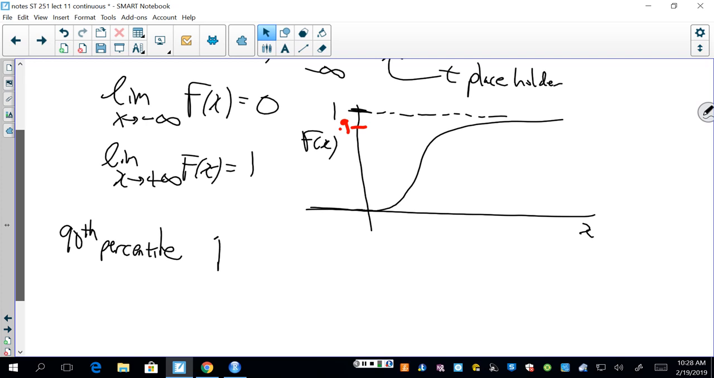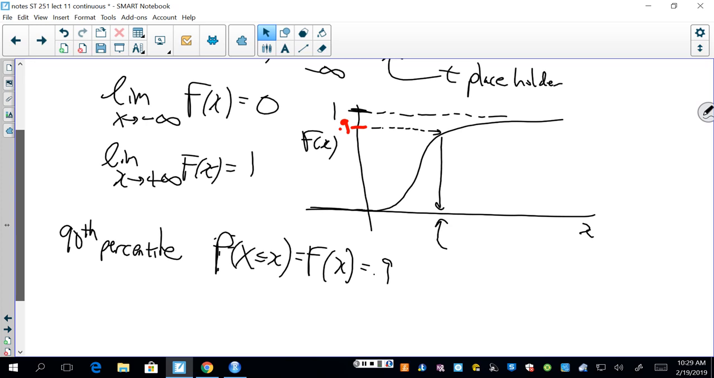Well, that's defined as the place where the probability that x is less than or equal to x, which is the cumulative function, is 90%. You have 90% less, so if you take this point over here and map it down, this point here is the 90th percentile for the distribution.